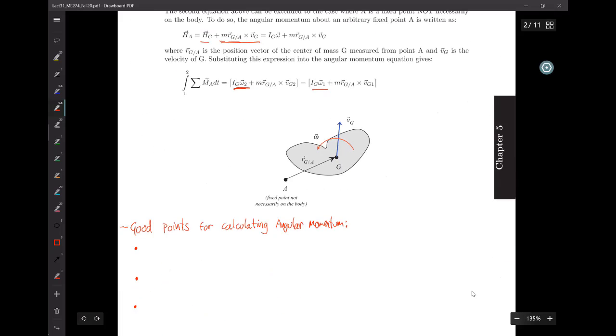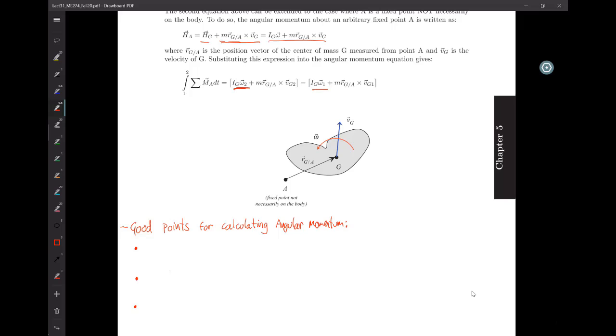Now, as engineers, we want to optimize our lives. Well, at least this is the way I think. I'm always optimizing everything. I want to calculate the angular momentum without this second term. So we have a few good choices to do that, right?